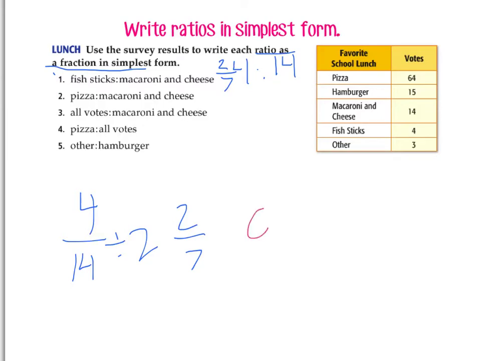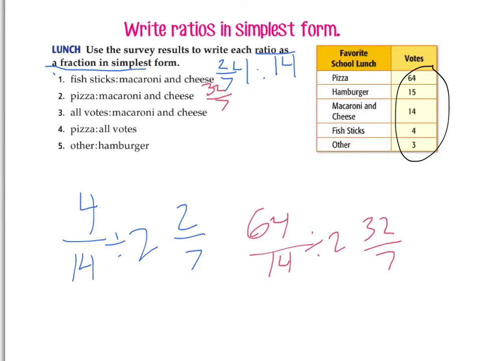Pizza is 64. I'm going to write this on the bottom. 64. And macaroni and cheese was 14. Remember, when we're writing ratios, we're not going to change this into a mixed number. But we can simplify. I can divide by 2, and I get 32 over 7. 32 to 7. All votes. Okay, so I'm going to add up all of these together.